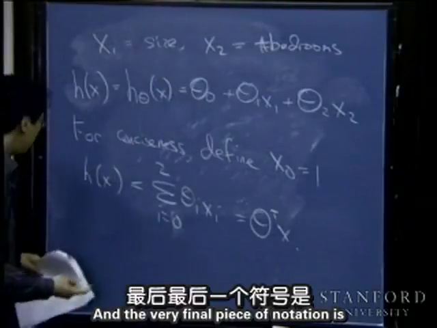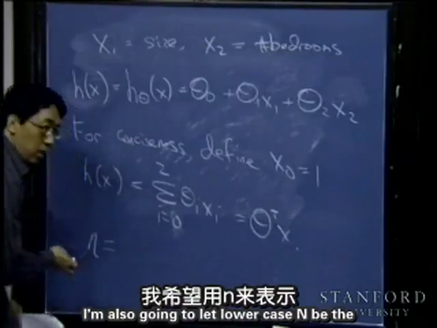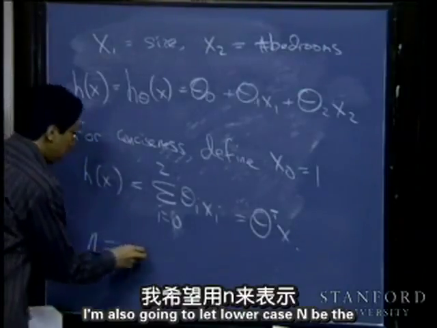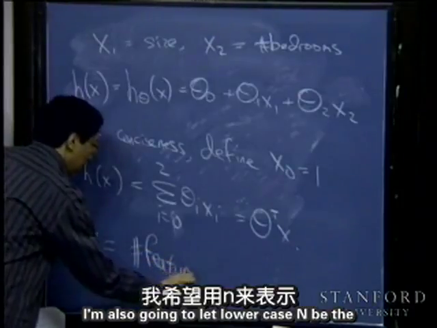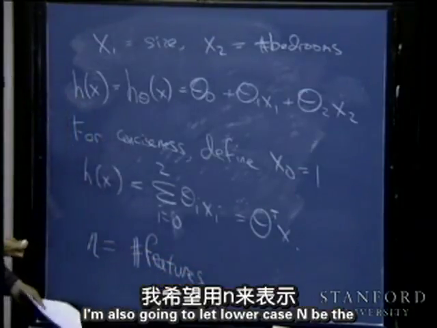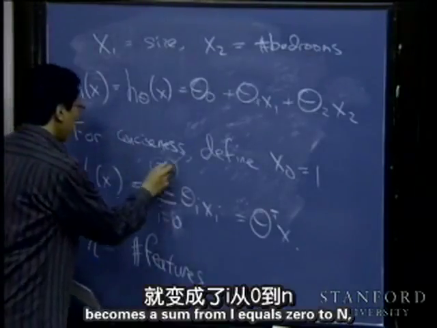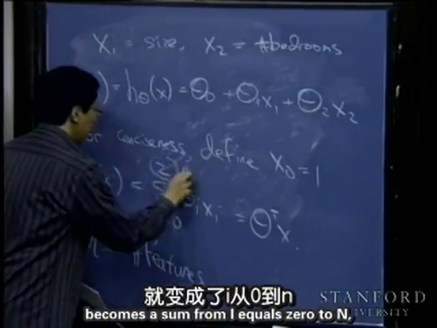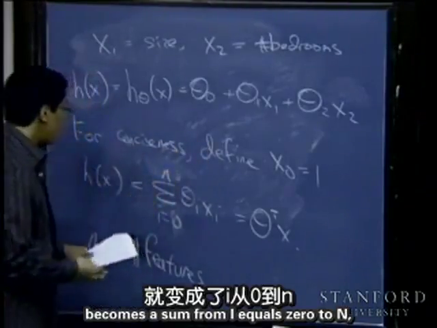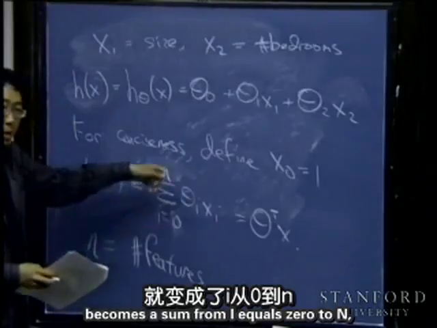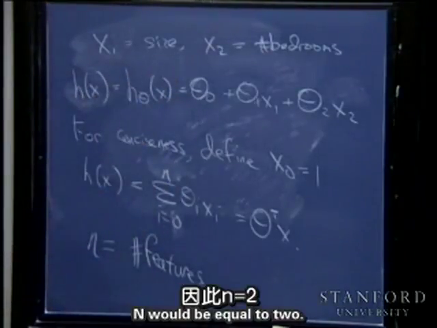And the very final piece of notation is I'm also going to let lowercase n be the number of features in my learning problem, and so this actually becomes a sum. Let me just write that. A sum from i equals 0 to n, where in this example, if you have two features, n would be equal to 2. Okay.